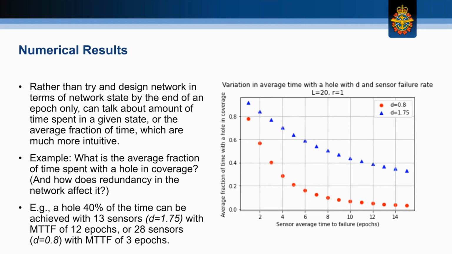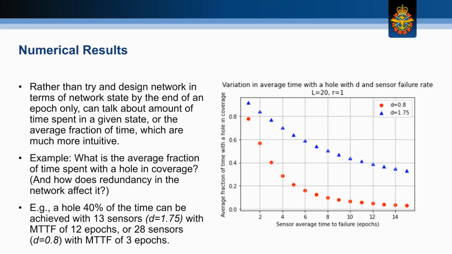So the final slide, again, the upshot of this is that rather than trying to design these networks in terms of something that's harder to imagine, like 90% probability of there being 70% coverage at the end of an epoch, we can now talk in terms of the far more intuitive average fraction of time. What's the average fraction of time that there's a hole in the network? Well, if we go with the blue, then to get 40% or less amount of time, we need sensors that mean time about 12 epochs, whereas if we slightly more than double, then we can have much cheaper sensors that fail more often, but still get 40% average fraction of time without having to improve the sensors very much.